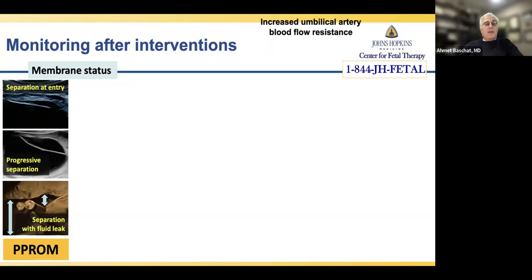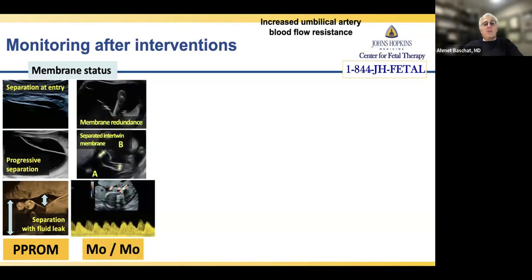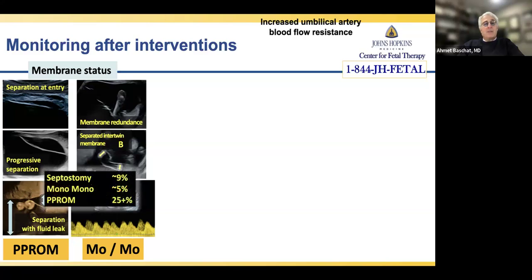So complications that can arise from the surgery is membrane separation that can become progressive and eventually present with a fluid leak or overt PPROM. Intertwin membrane damage can be visible very early on by a redundant membrane, and then can progress by intertwin membrane leaking of amniotic fluid. So here you see the membrane of baby B, baby A, and then there's a layer of fluid in between, and it can progress all the way to functional monoamnionicity, where the babies actually break through the membrane from a small little septostomy and end up in the same sac.